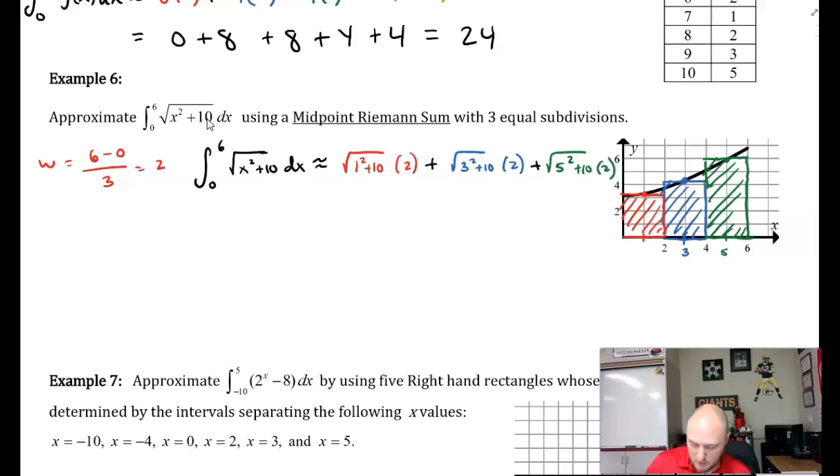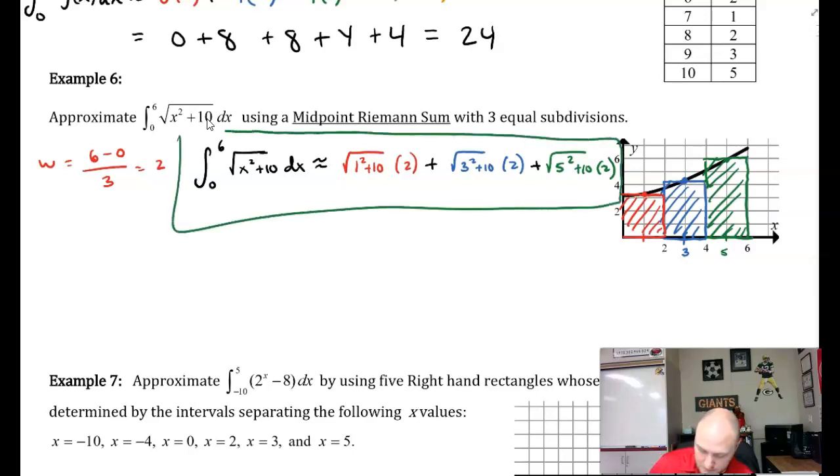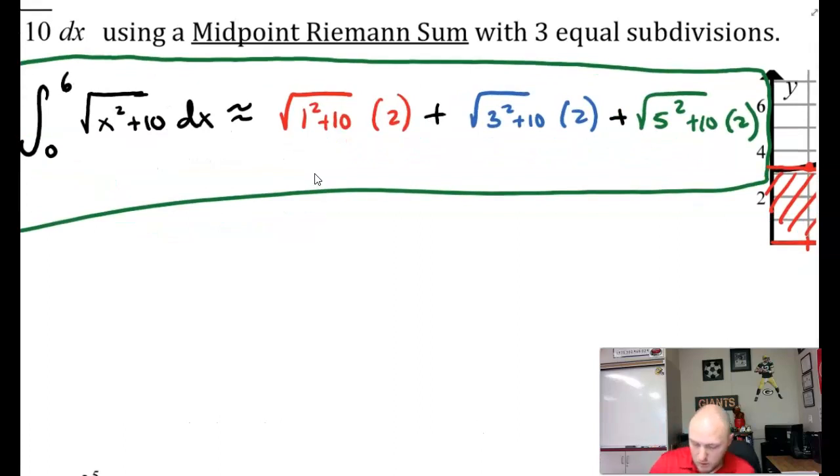Now this is numerical. You could go ahead and stop here. Again, on the AP test on the FRQ, that's your answer. Now, if you did have to do some simplification, we could go ahead and work with this.